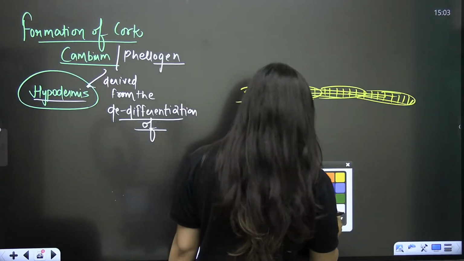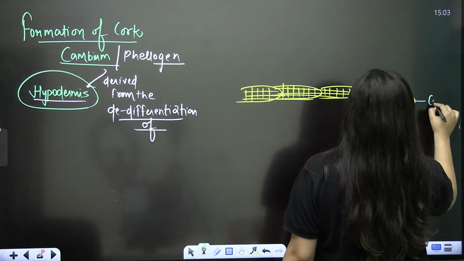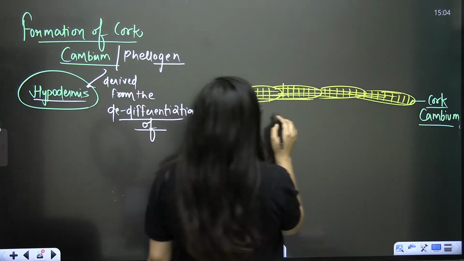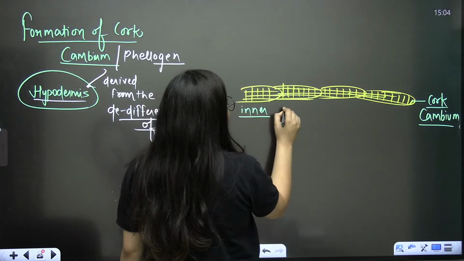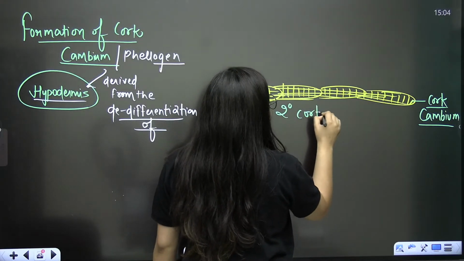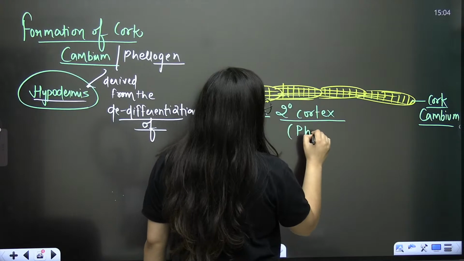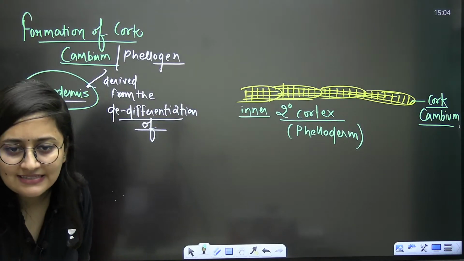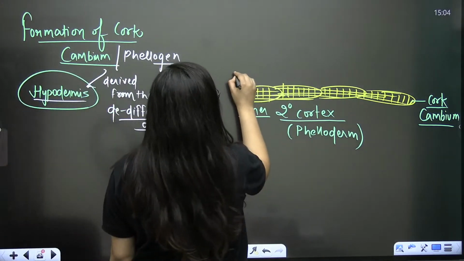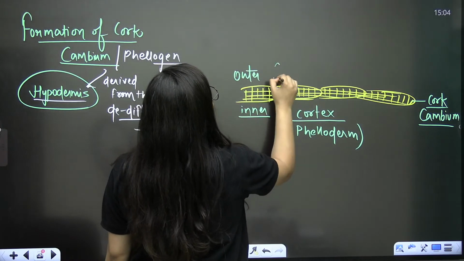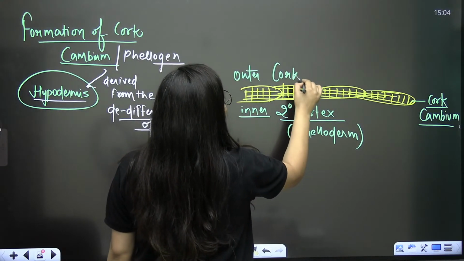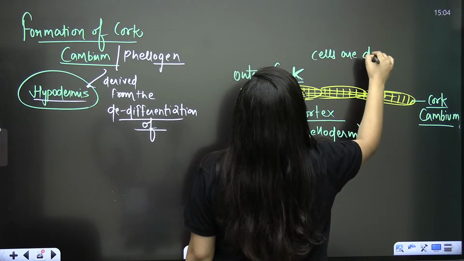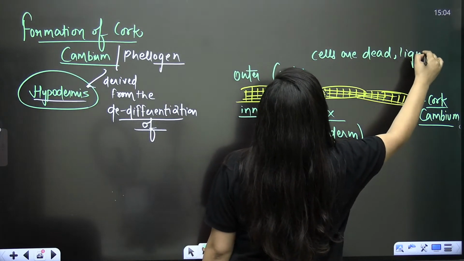They are going to form what? Cork cambium. Now obviously even this cork cambium will divide, bache. Towards its inner side, it will form secondary cortex, and that secondary cortex is known as phelloderm. So towards the inner side, it will form secondary cortex, which is known as phelloderm. Towards the outer side, it will form cork, and here the cells are dead, lignified, suberized as well.